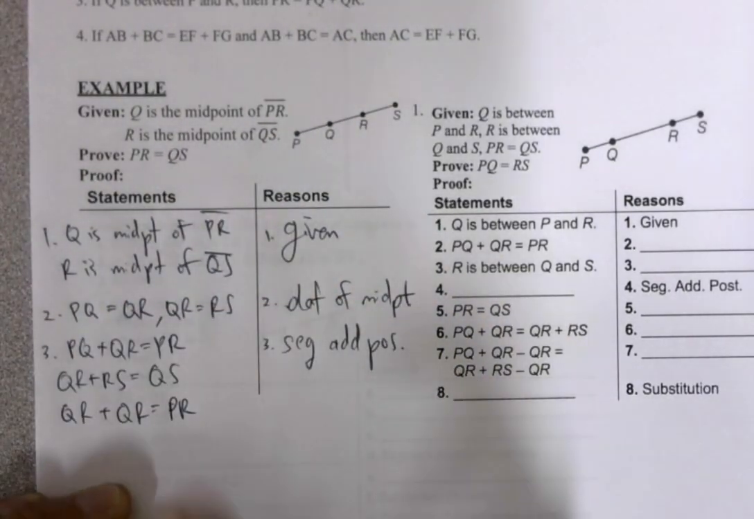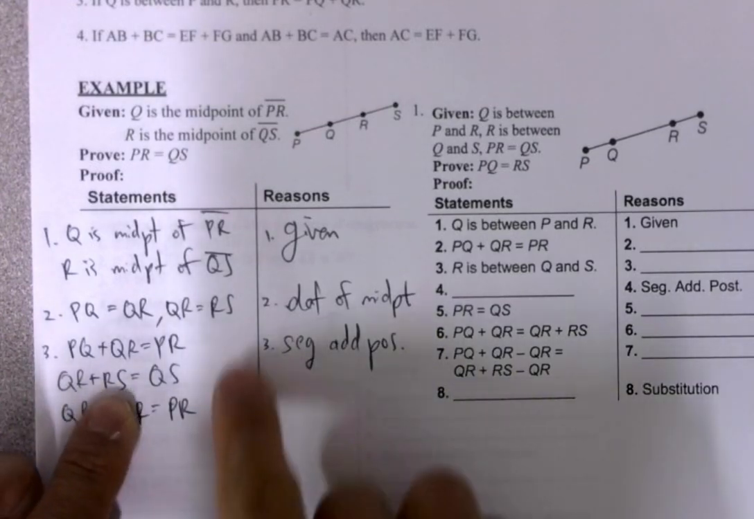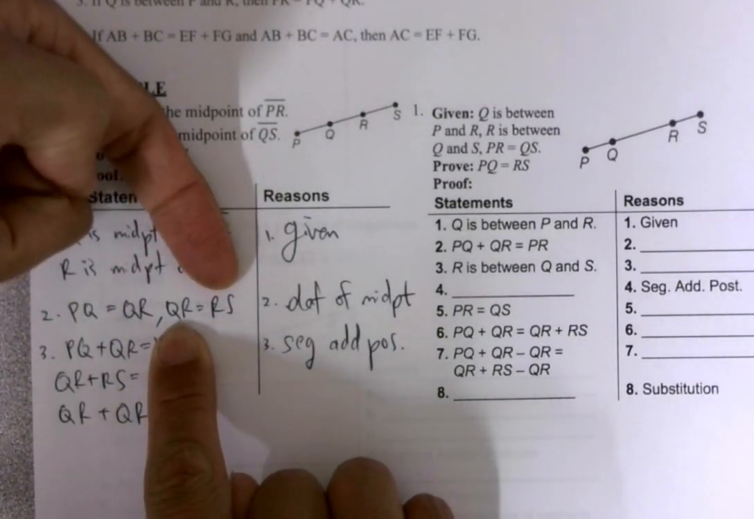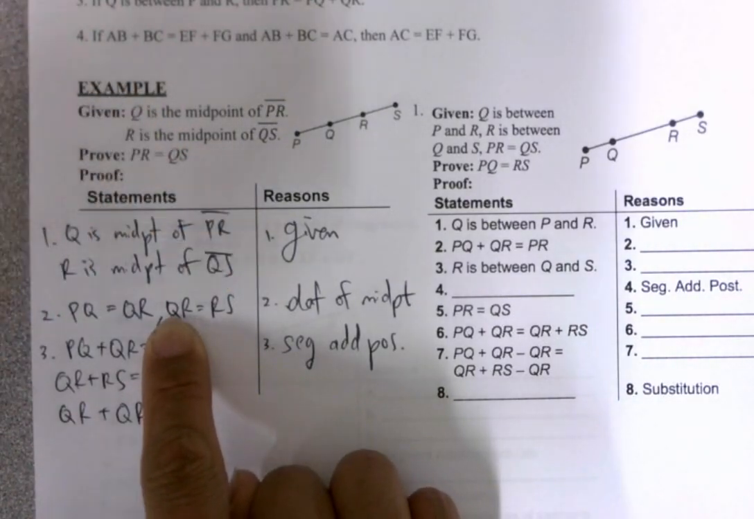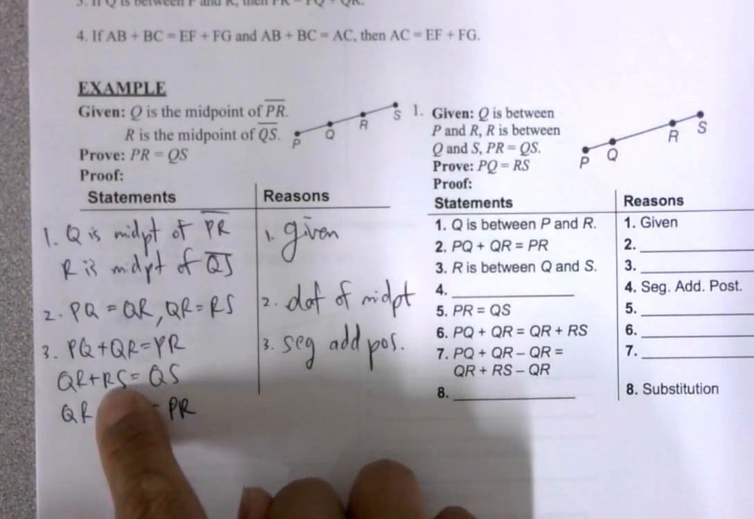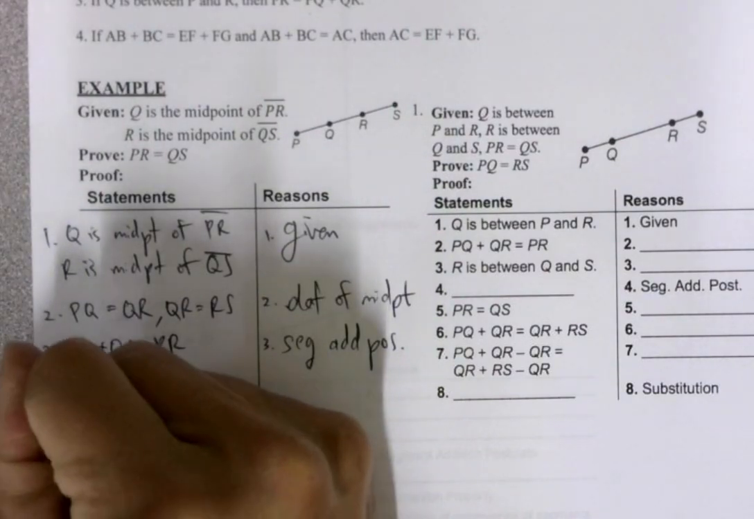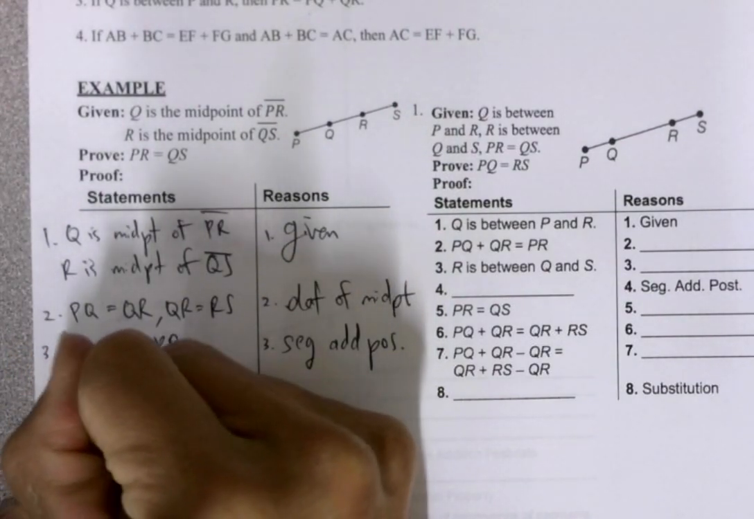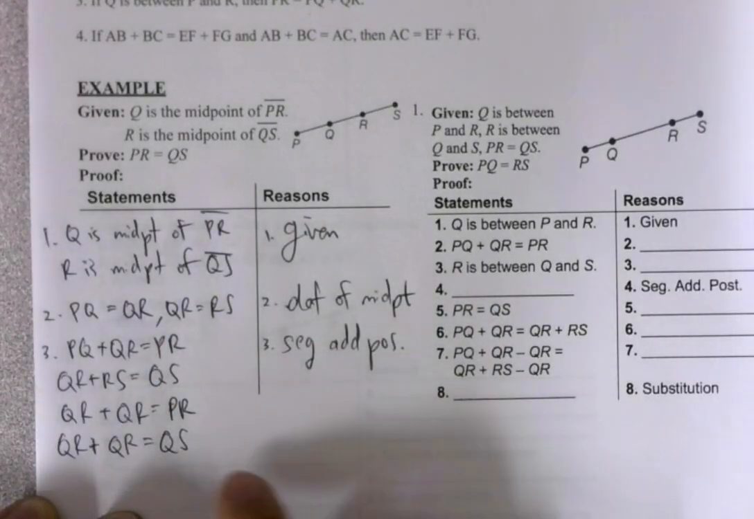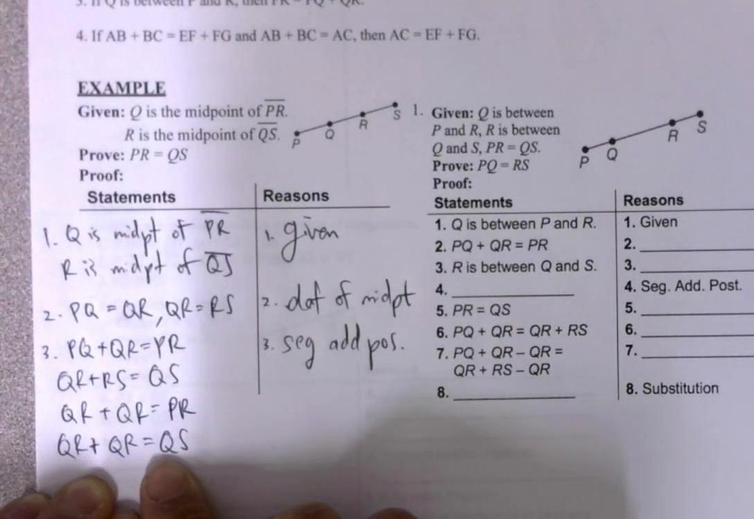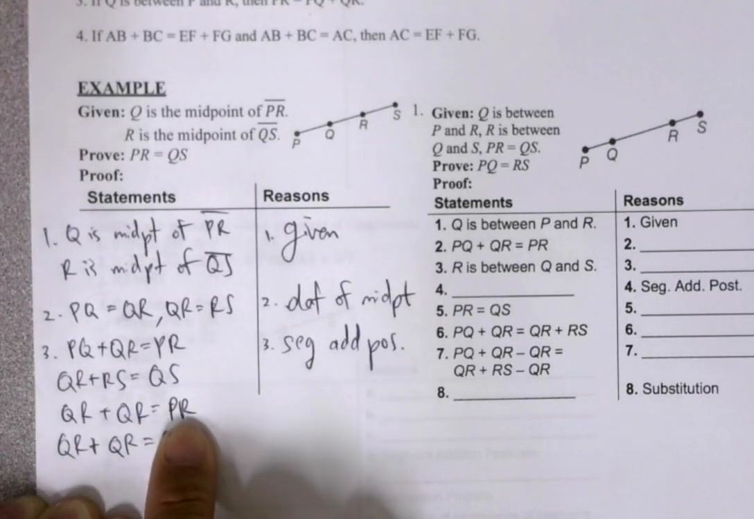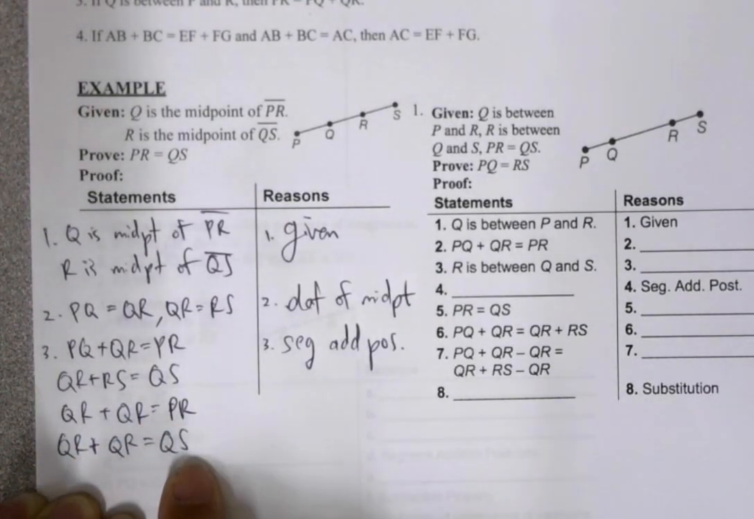Now I'm going to take this QR, it's equal to RS. That means anywhere I see RS, I can put QR. And so I see RS, it's right there. So I'm going to take this QR and I'm going to put it right there instead of RS. So it's QR plus QR is equal to QS. Now if you notice, we have QR plus QR equals PR. We have QR plus QR equals QS.